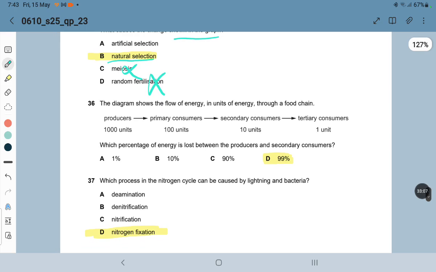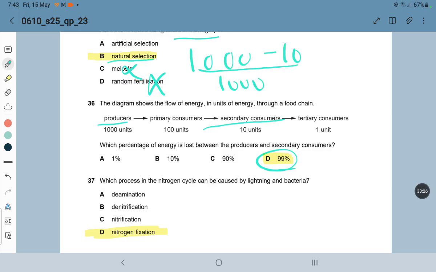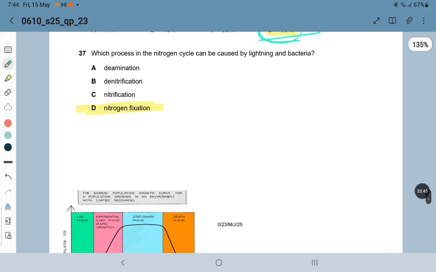36 here, which percentage of energy is lost between producers and secondary consumers? Here are producers and here are your secondary consumers. Of course, the percentage of energy lost is 99%. It's something to memorize, actually. It's not a hard fact, okay? And you can calculate it too: 1000 minus 10 over 1000 times 100, and you will find your answer 99. Just cross these out. 1 minus 10 will be negative 9 times 100, which gives you 99. Okay, so this will be the answer, and something to memorize, nothing hard in it.